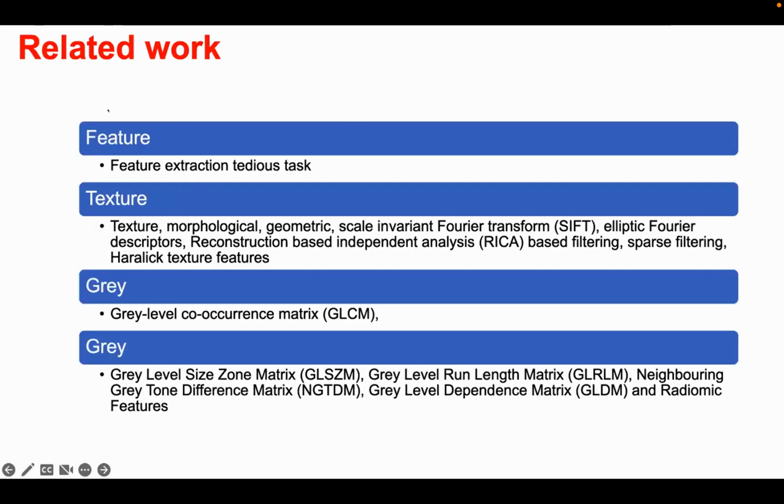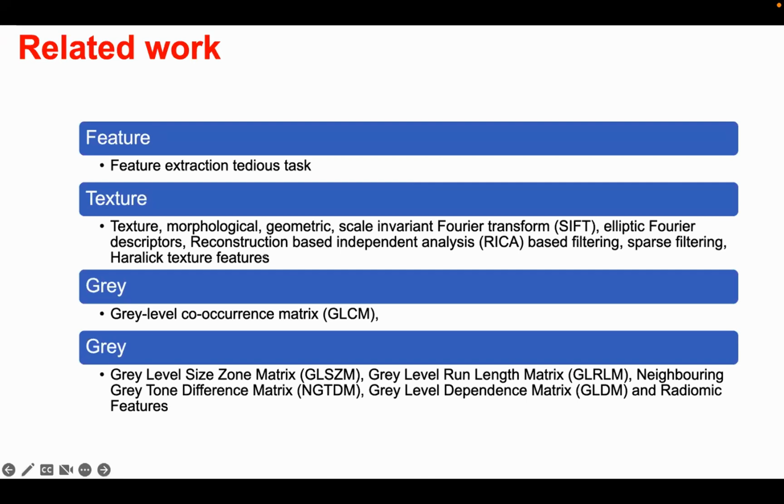In machine learning, we usually require features, which are the characteristics, and it's a tedious task to extract the relevant features. Researchers utilize different types of features like texture, morphological, geometric, shape, EFTS, RICA, sparse filter, Haralick texture features, etc., and the gray level co-occurrence matrix, with further extensions. These are different types of features which have been computed for training machine learning algorithms and for the prediction of any particular type of problem.